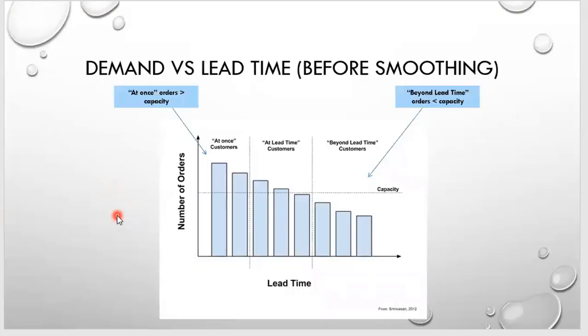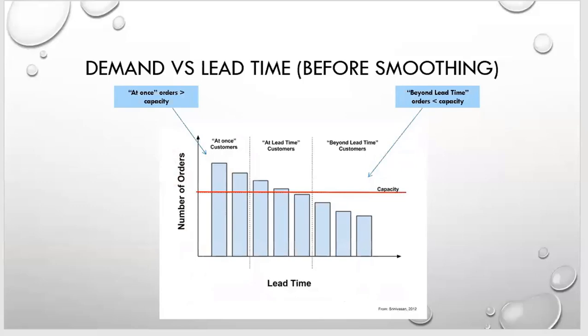This is a graph again. We have lead time versus number of orders, or percentage of orders, same thing really. And once again, if you can tell on this graph, the number of at-once customers is higher than our capacity. On this diagram, I've added a line to signal the capacity of the supply chain.